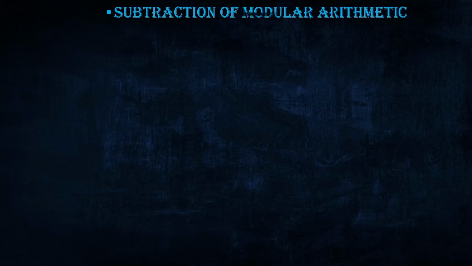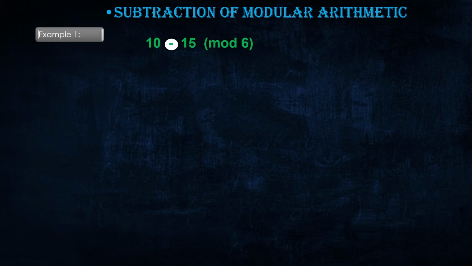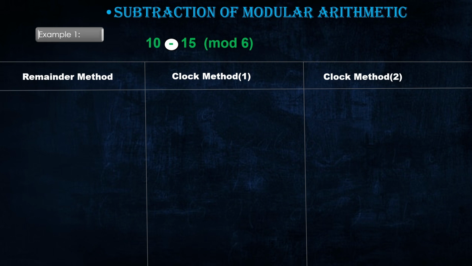Subtraction of modular arithmetics. 10 modular subtraction 15 mode 6. We subtract 10 minus 15, which will give us minus 5. And we keep on adding our mode until the integer becomes positive, as we said earlier, which will give us 1, or plus 1. So our answer is 1.